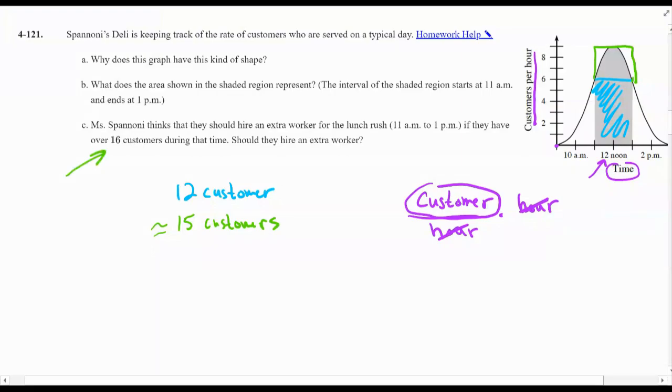Again, I'm just roughly estimating here to figure out what this area is, but really we could go through and find exactly the area under that curve, and then that would tell us more about it. But it's about 15 customers, so we'll say that they should not hire an extra worker.